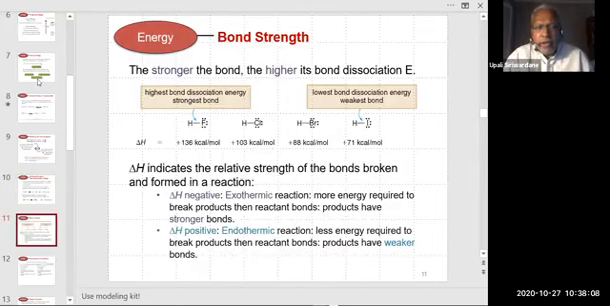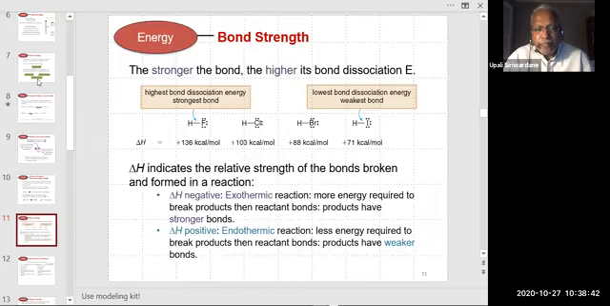The stronger the bond, the higher the bond dissociation energy. There are bond dissociation energy tables you can look into, in the tables in the book of various bond energies. The hydrogen-fluorine bond in hydrogen fluoride is 136 kcal per mole. The HCl bond is 103 kcal per mole.